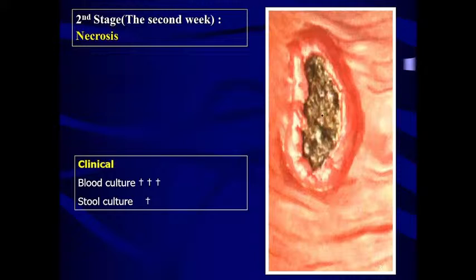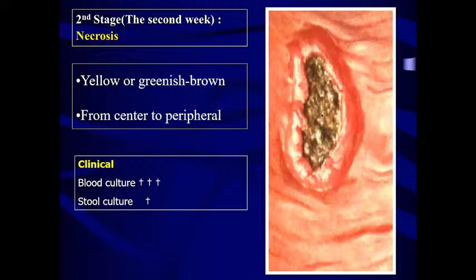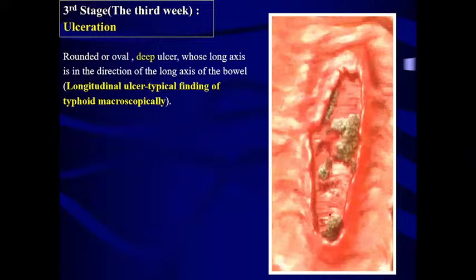Stage 2, the second week, you have necrosis. Yellow, greenish brown, which occurs from the center laterally or peripherally. Here you start getting release of bacteria into the lumen. Blood culture is still positive in week 2, and you start having positivity of the stool.